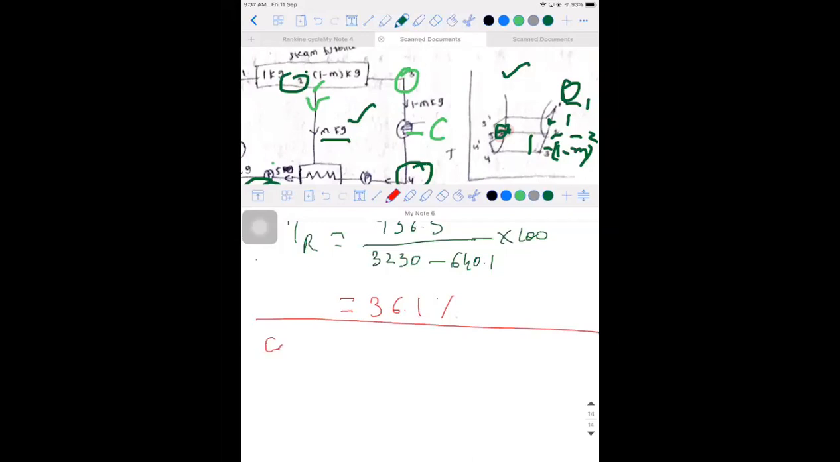In case 2, what are you going to assume? Yes sir, our steam is directly expanding from 30. What are the initial conditions? Yes sir, 30 bar and 400 degrees centigrade.